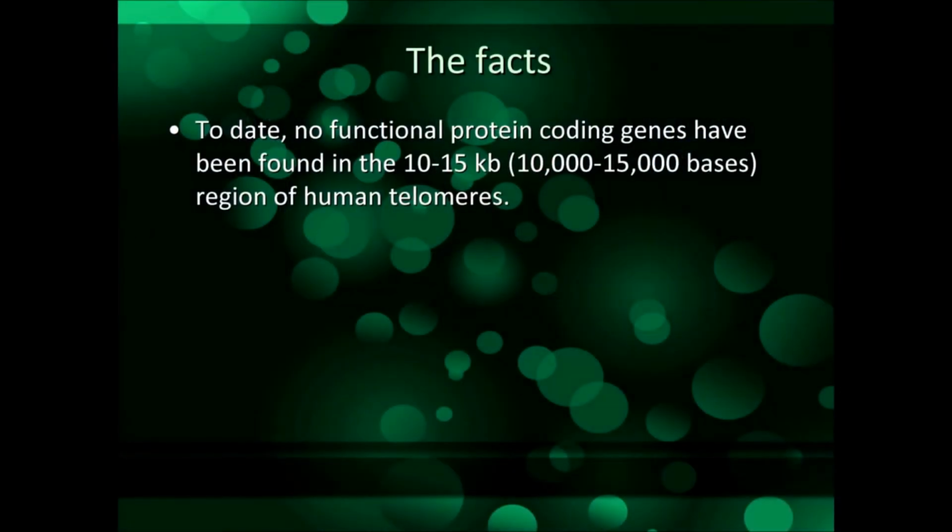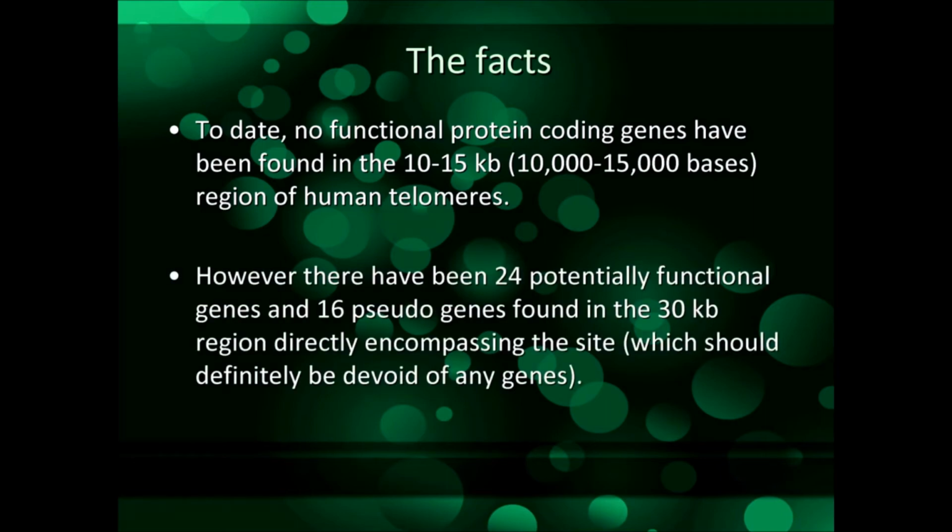Now, another problem is that to date, no functional protein-coding genes have been found within the telomere sites of normal humans. However, in this supposed fusion region in chromosome 2, there have been 24 potentially functional genes and 16 pseudogenes found within the 30,000 DNA letter region where things have supposedly fused together. So there's a lot of functionally useful information, which telomeres normally don't have. Even evolutionists are puzzled: how could there possibly be this much useful information randomly generated within 6 million years? They're questioning their own notion.